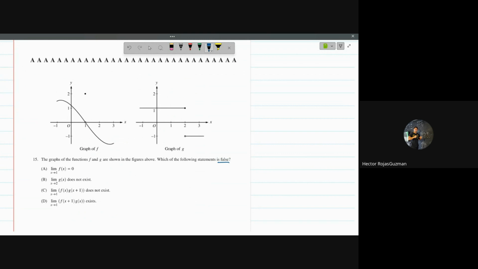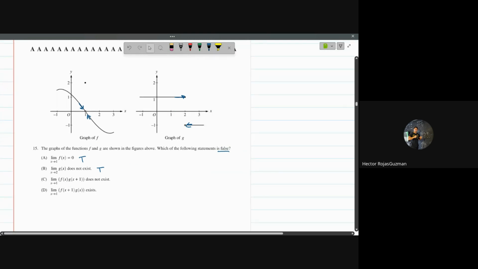A, that one is true. Because if you look at f of x, you're approaching 0 from the right and from the left. So you are approaching 0. It doesn't matter that the point is not solid. A limit is what you're approaching, not what it actually is. Okay, B, that one is true, because the left-hand limit and the right-hand limit are completely different, so it doesn't exist. So then that leaves us with C and D.